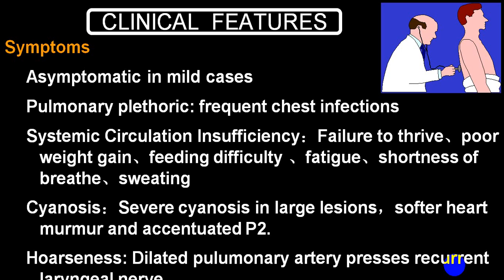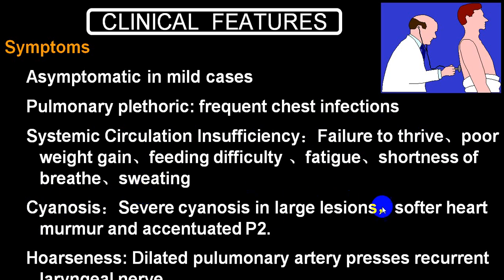A Roger's defect will usually be asymptomatic, but the mild to moderate or moderate to severe variety will have increased blood flow from LV to RV, leading to pulmonary congestion, and secondary to that, recurrent respiratory tract infection. Secondary to that, the person will now have decreased blood flow in systemic circulation, so failure to thrive, poor weight gain, feeding difficulty, easy fatigue, shortness of breath, sweating, etc. When there is a reversal of the shunt, the person will develop cyanosis.